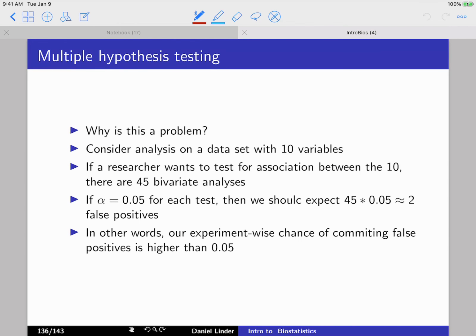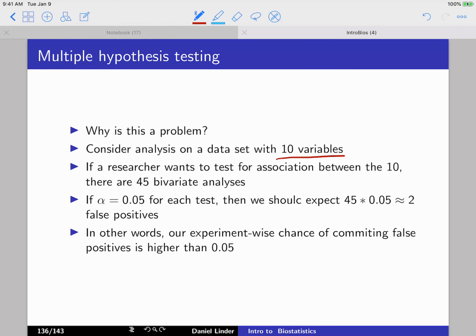So why is this multiple hypothesis testing a problem? Well, consider that you've got a data set with 10 variables, and the researcher wants to know whether there are associations between these 10 variables. So that would be bivariate analyses. He or she would be interested in which variables are associated with each other.